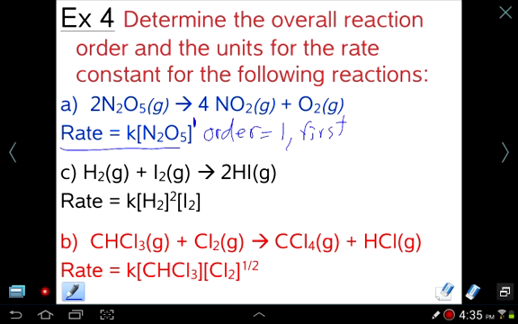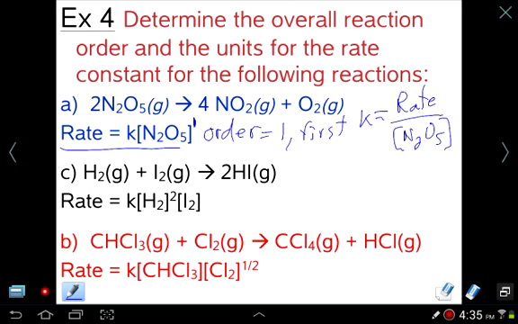In order to calculate K, the constant, what we'll have to do is rearrange the equation to solve for K. So in this case, K will be rate divided by the concentration of N2O5.